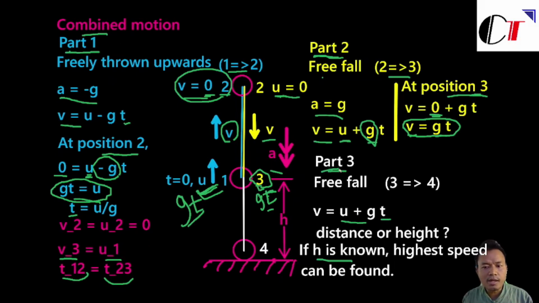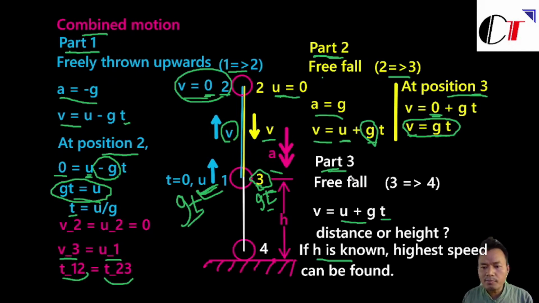I will call this part 3, but if you don't want to, you can take 2 to 4 as just one part. But the reason I'm trying to split this part 3 motion is because 2 to 3 is quite interesting to look at, because at position 3 the final speed will just equal the speed when the object is first released. So that is the reason I'm splitting the motion into 2 to 3 and 3 to 4.